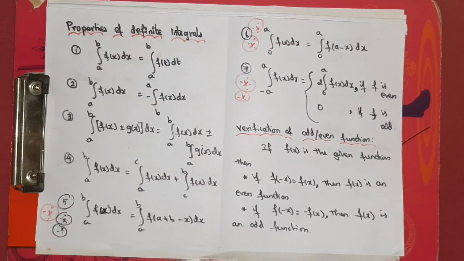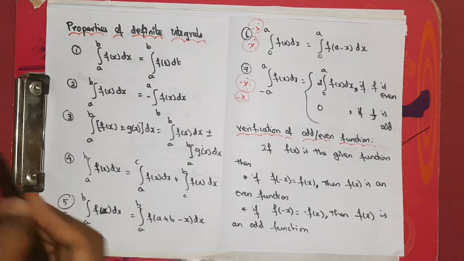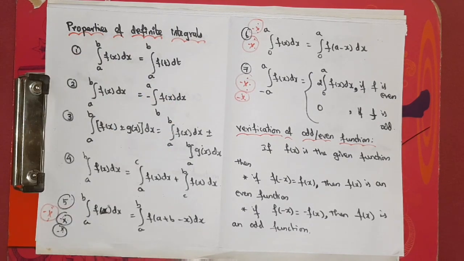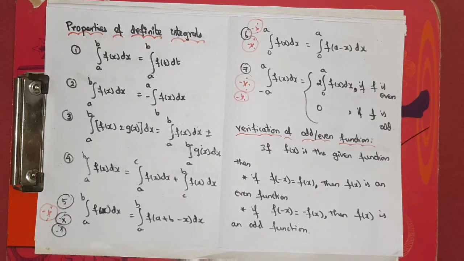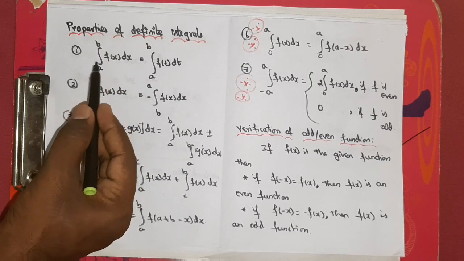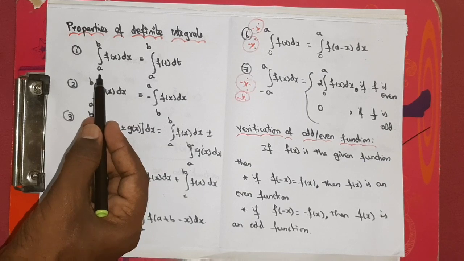Hello students, in today's session we are going to see exercise number 2.9, which is based on the properties of definite integrals. In exercise number 2.8, we started to learn definite integrals. Definite integrals means the integrals will have a lower limit and an upper limit. This type of integral is called a definite integral.